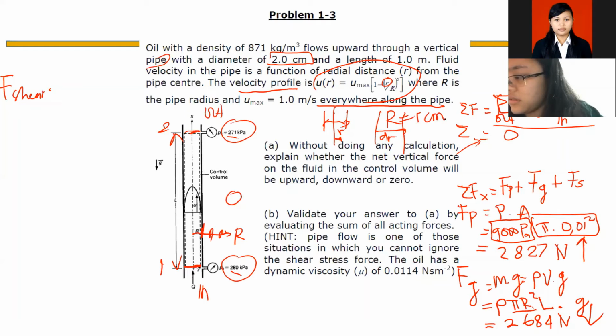So the velocity profile in this equation is different along the radius, but it's similar along the pipe. That's why they stated that the velocity profile is the same everywhere along the pipe, but it will be different if the radius is small. Yes, it's different like this. Can you get it?